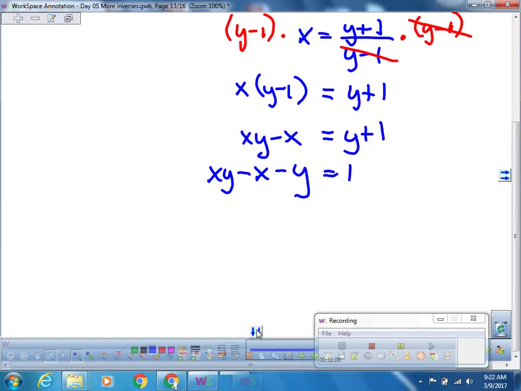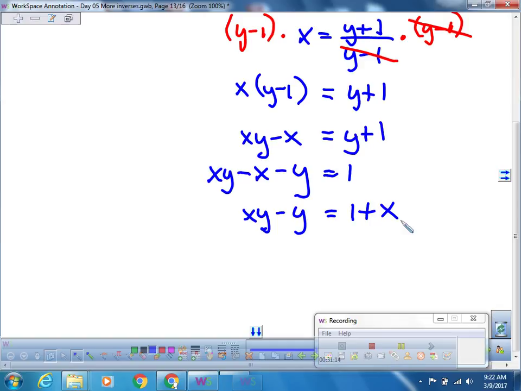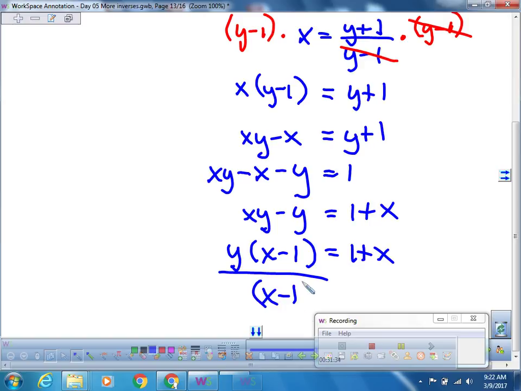Bryce? Shush. So I'm going to add x to the other side, and I have xy minus y equals 1 plus x. Correct? Now what can I do? I'm going to factor out a y, and I get y times x minus 1 equals 1 plus x. Now how can I get y by itself? Divide by x minus 1.